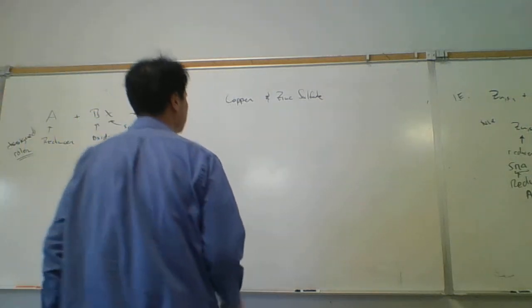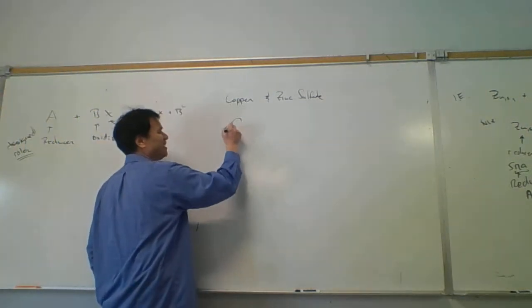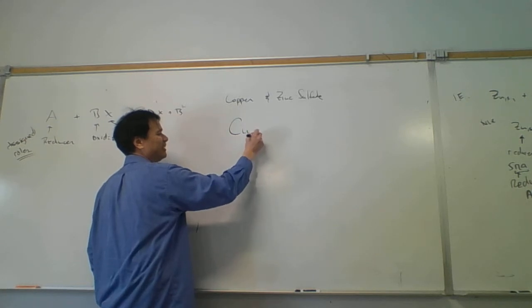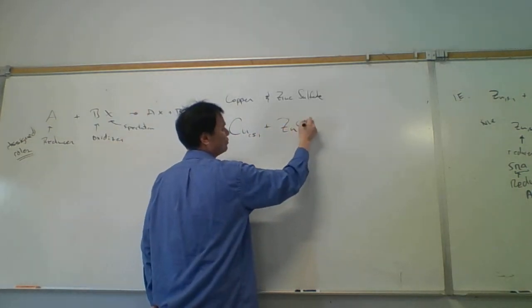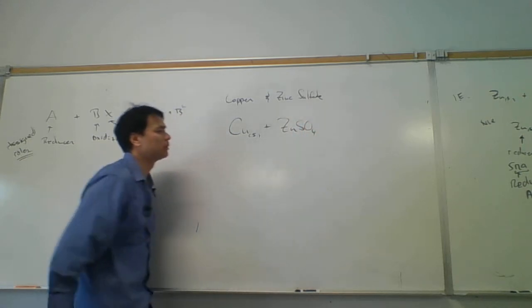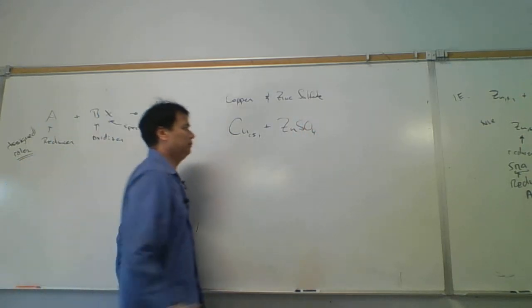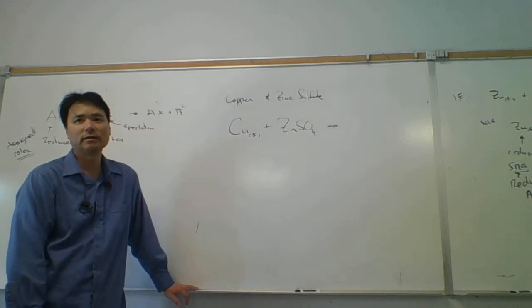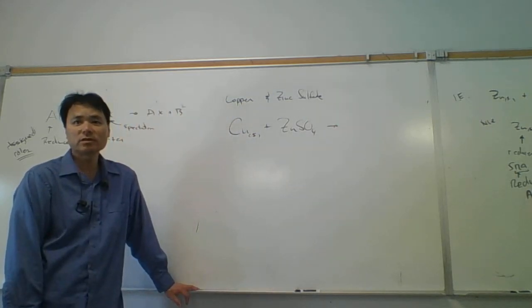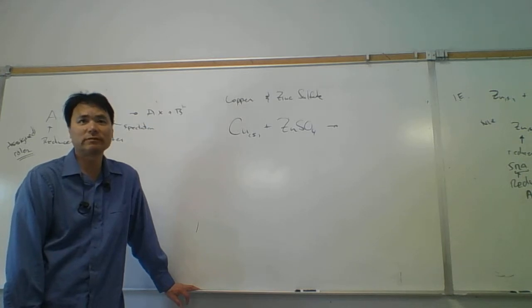So there's another question that comes out. So what did you get for this one? Cu, solid, should be correct. Then zinc sulfate is ZnSO4, aqueous. And so the question comes up is, we're going to form copper sulfate, but do we form copper 1 sulfate or do we form copper 2 sulfate?